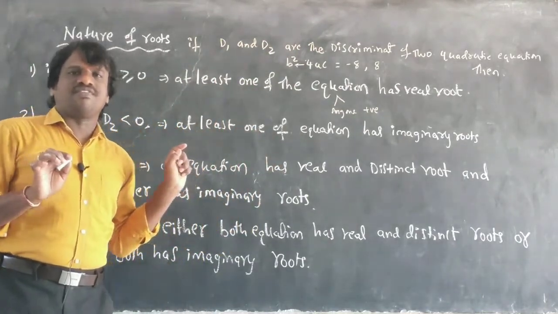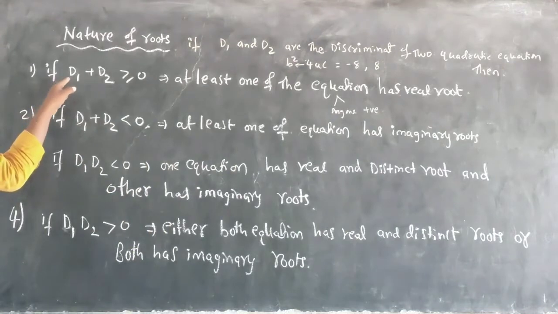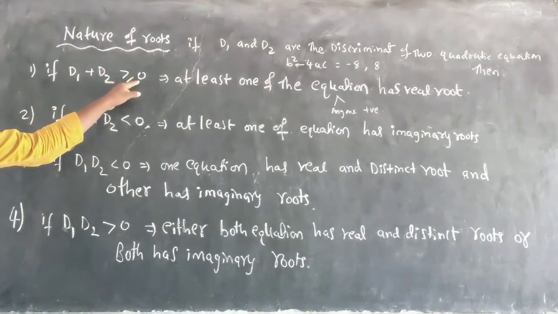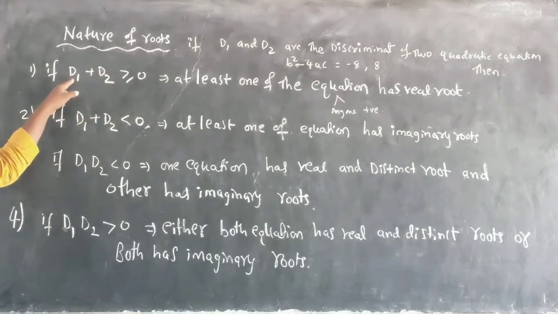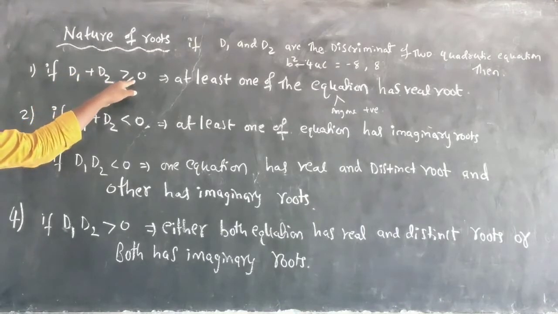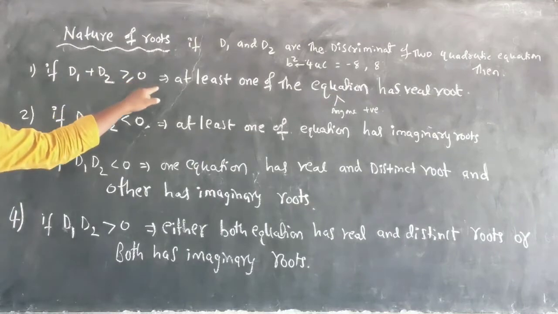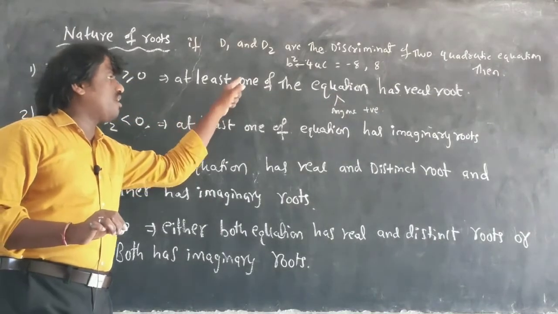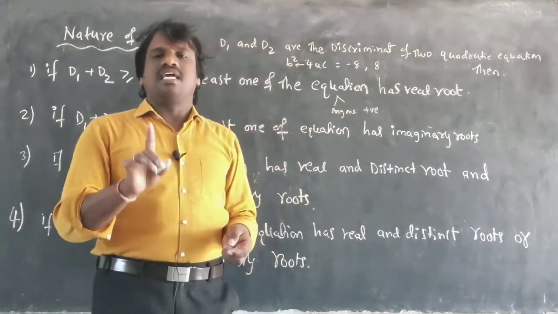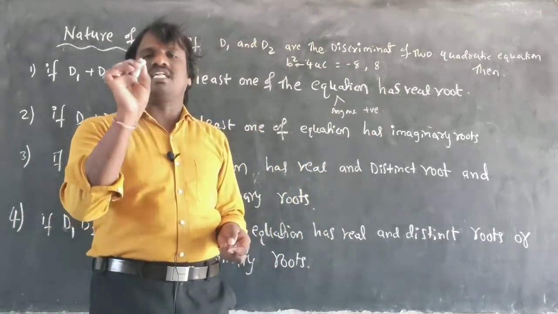The first one is, if D1 + D2 ≥ 0, when discriminant 1 of the first quadratic and discriminant 2 of the second quadratic, the addition of these two is greater than or equal to 0 whenever you get, we can say that at least one of the equations has real roots.